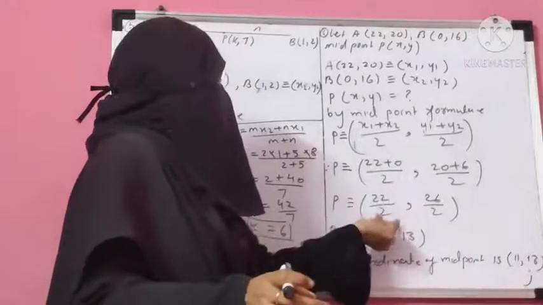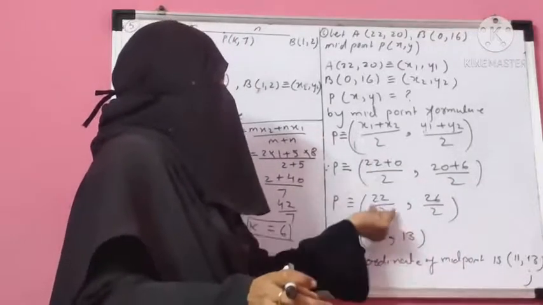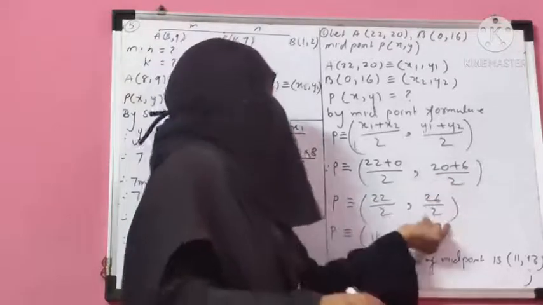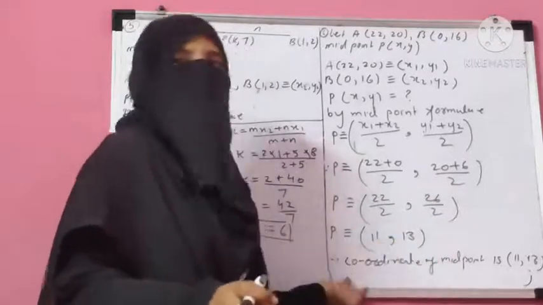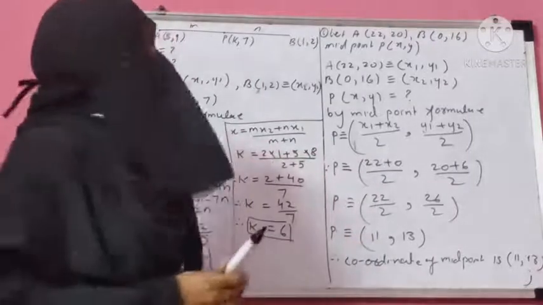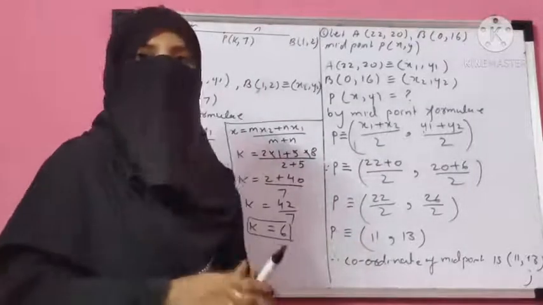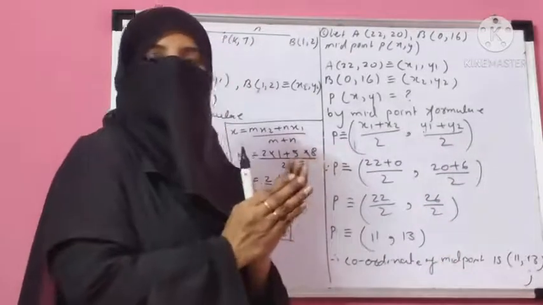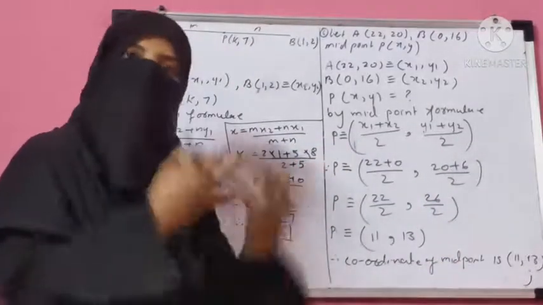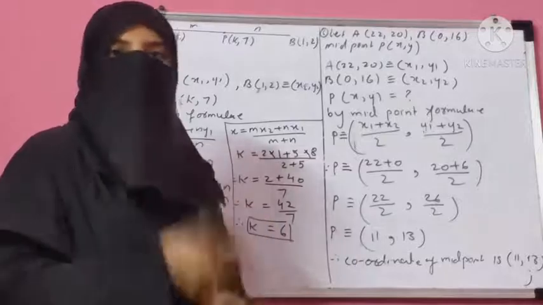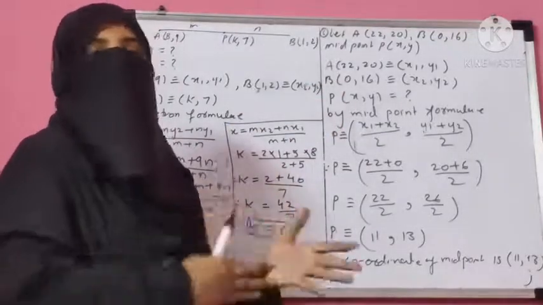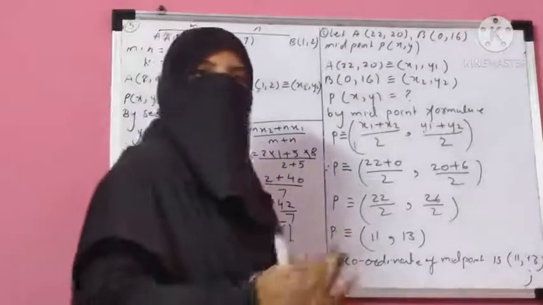So 22 plus 0 is 22, divided by 2. It's 26 divided by 2, so 11 and 13 is your answer. Once again, when you have to find the coordinate, then use the formula for x and y coordinates simultaneously. But when the coordinate is given by a section point, midpoint or centroid, then use the formula separately: x coordinate separate and y coordinate separate.